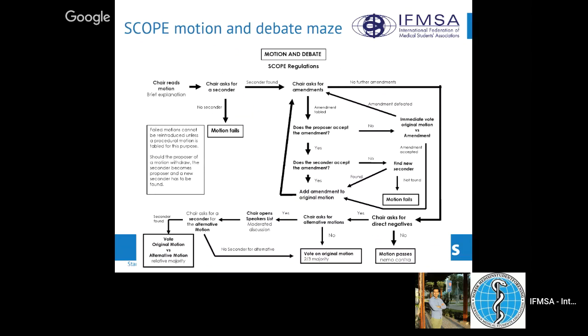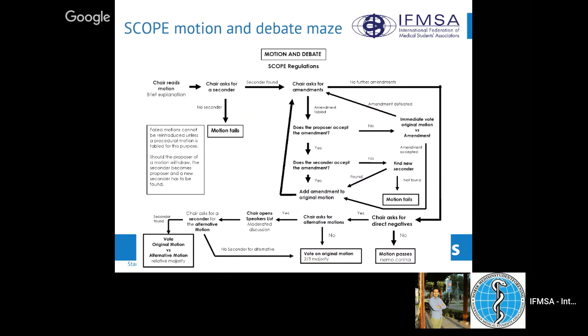So in this case, when there is an alternative motion, and also when there is a direct negative but no alternative motion, the chair can open a speakers list, which is a moderated discussion. Every NMO that wants to speak will be allowed to speak and added to a list. Then when the speakers list is closed, we will proceed with asking each NMO in the list to speak. No other NMO will be allowed to speak.